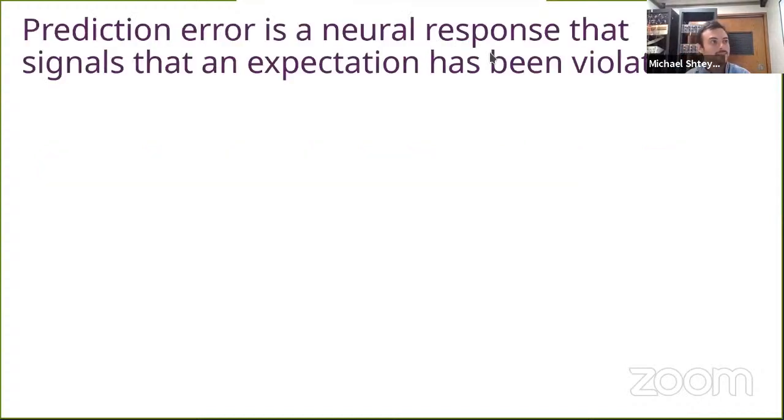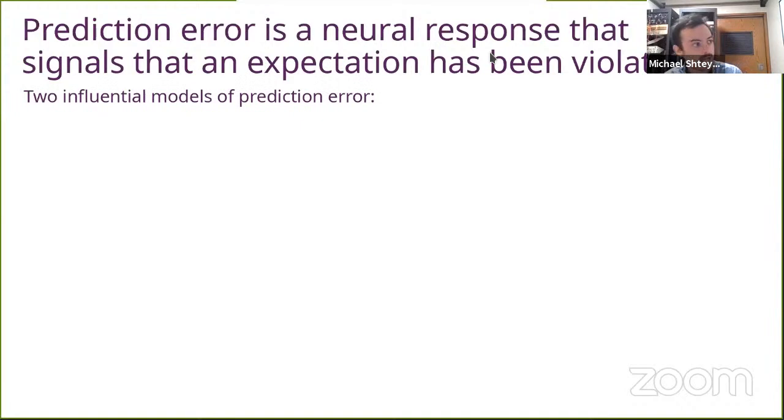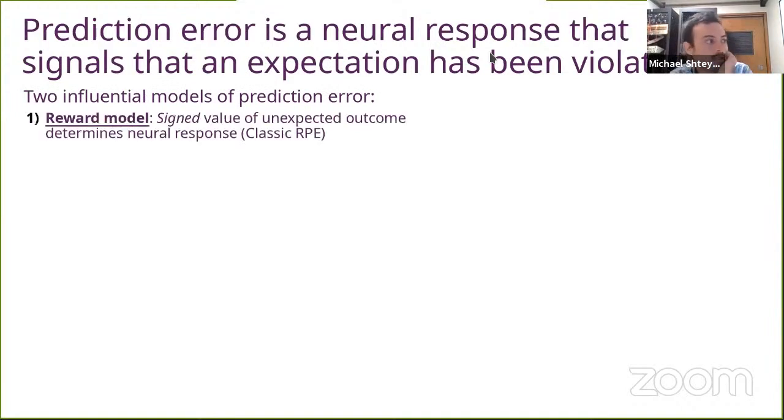In order to begin, we're going to discuss prediction error very quickly. Prediction error is a neural response that signals that an expectation has been violated. There are two influential models of prediction error. One is the reward model, in which the sign value of an unexpected outcome determines the neural response. This is basically the classical reward prediction error, if you're familiar with the Schultz literature.